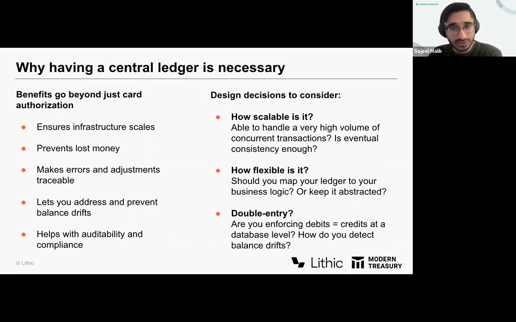And finally, should you build double entry or single entry? What we've really learned is that there are immense benefits of going double entry from the get-go, making sure that both the credits and the debits in an individual transaction are accounted for. It's sort of a built-in system for checks and balances, and it dramatically reduces the chance of errors. And it also works into what we talked about before with traceability and auditability.